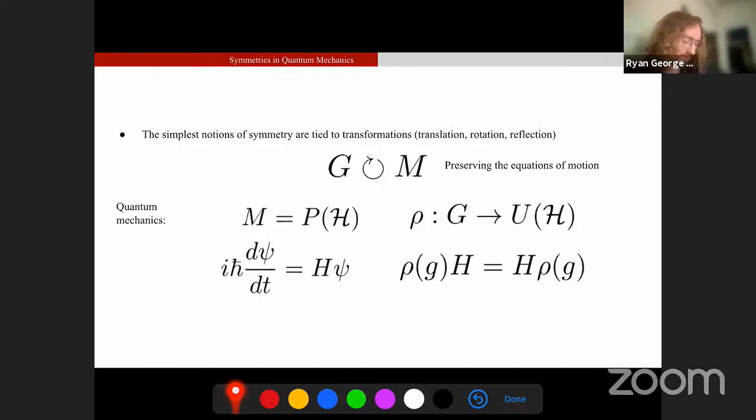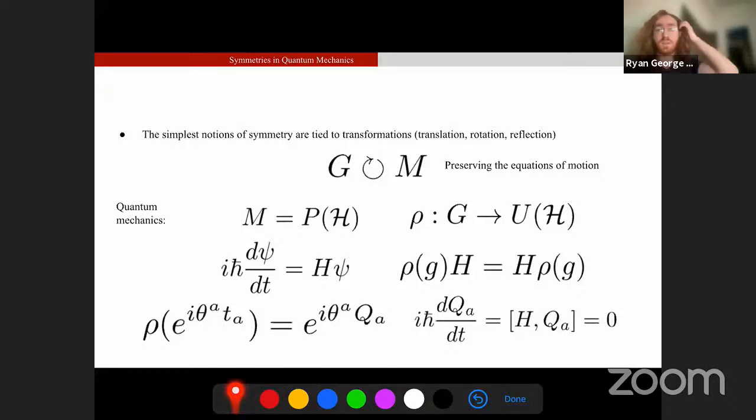And the statement that we have a symmetry is just that for every element of the group, the unitary operator corresponding to that element commutes with the Hamiltonian. And you can see that from the Schrodinger equation, because it acts on psi by left multiplication. And to show that this is invariant, you just need to use this commutation relation.